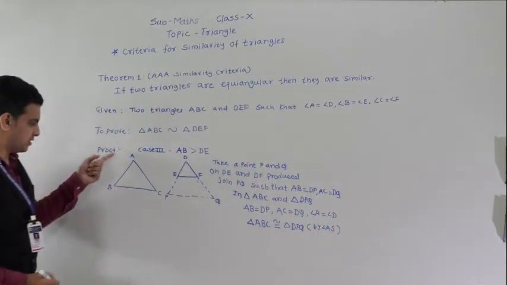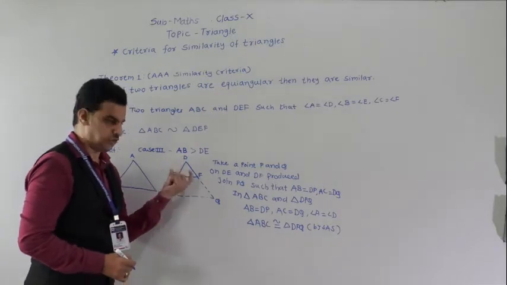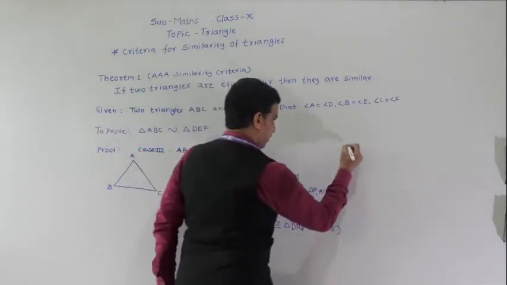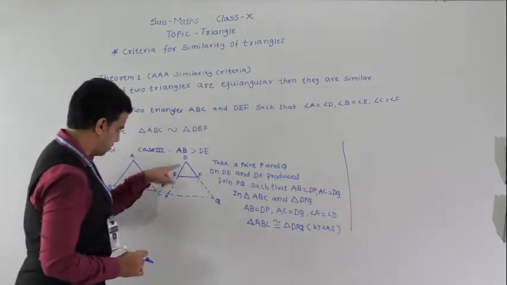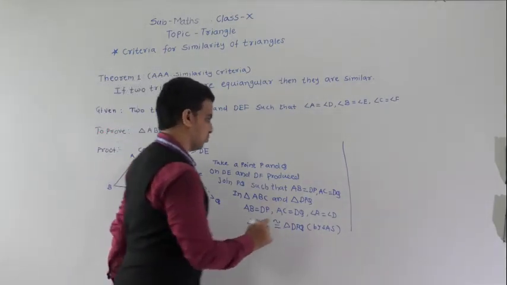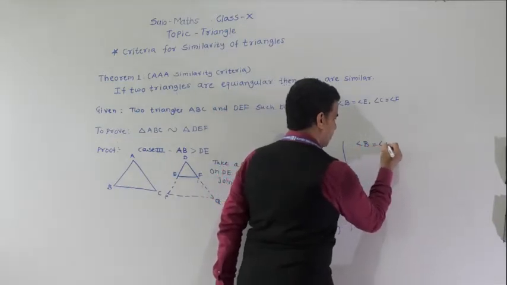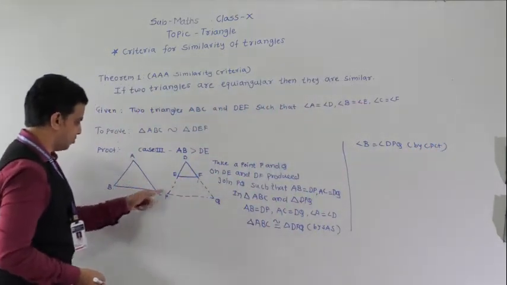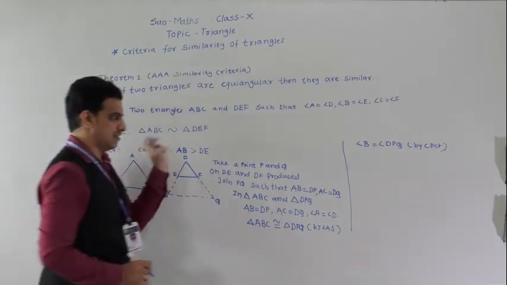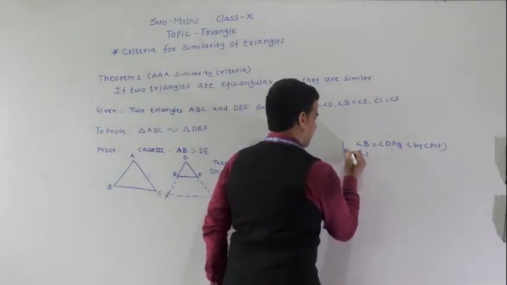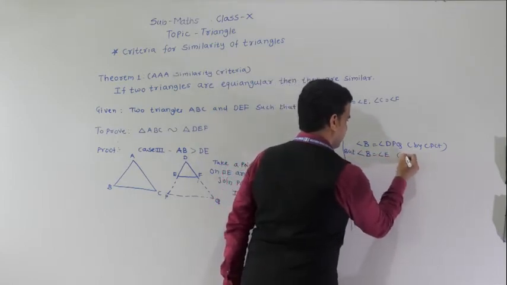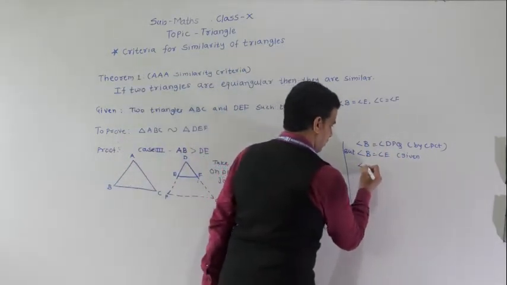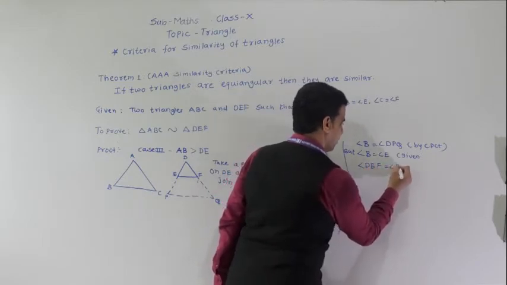Okay, so triangle ABC is congruent to triangle DPQ. So if triangle ABC is congruent to triangle DPQ, corresponding parts are also congruent or equal. So we can write angle B is equal to angle DPQ by CPCT. Okay. So angle B is equal to angle DPQ, but we know that angle B is equal to angle E. This is given. So we can write angle E means angle DEF. So we can write angle DEF is equal to angle DPQ.